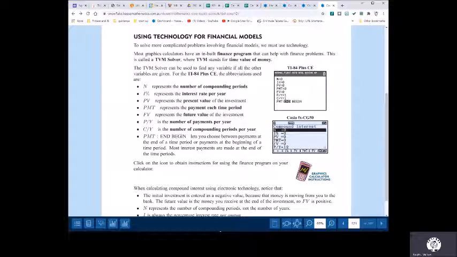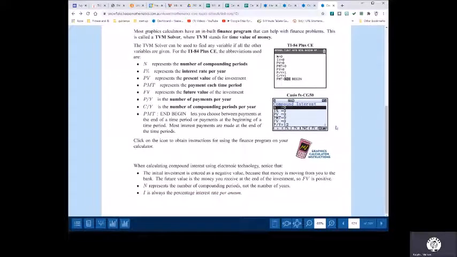PV is the present value of the investment. Present value is generally negative because a lot of times that's the value we're going to be investing. The money is going to be leaving our pocket and going into the bank, so it's negative because it's moving away from us. PMT is the payment each time period. We'll get into that later when we talk about annuities, but for right now we're just going to leave that one blank. FV is the future value, and that value would be positive because that's the value that we end up getting. It comes back to us.